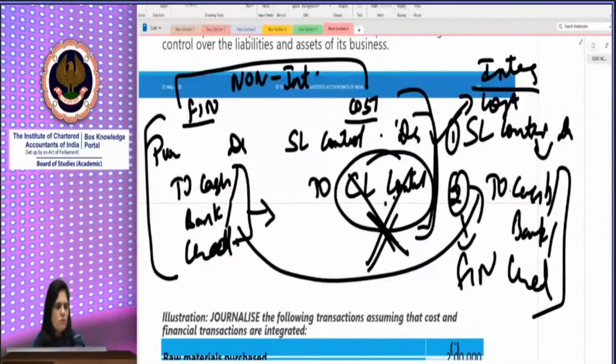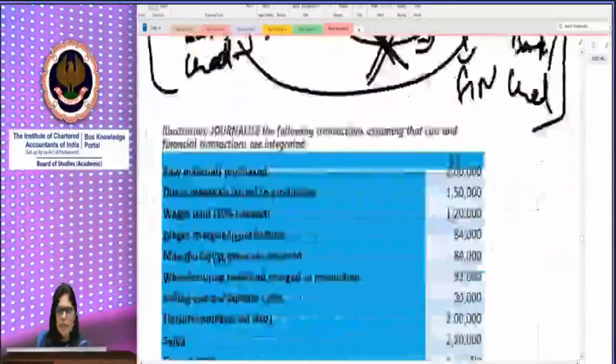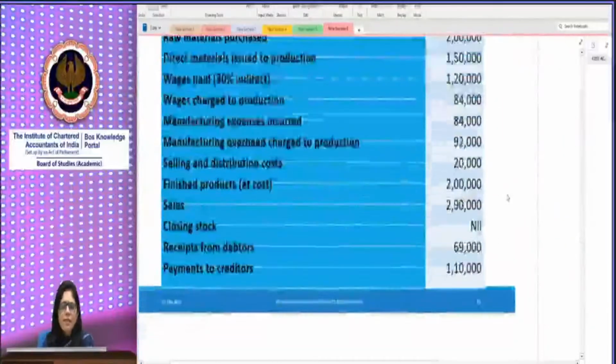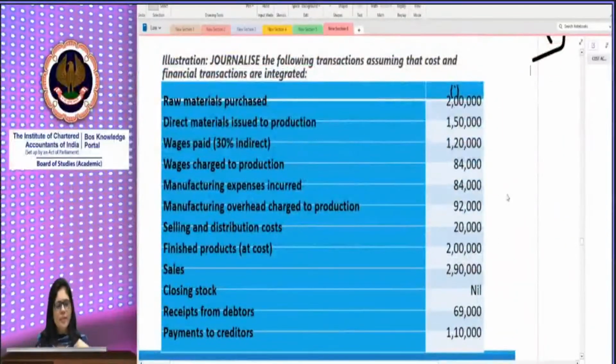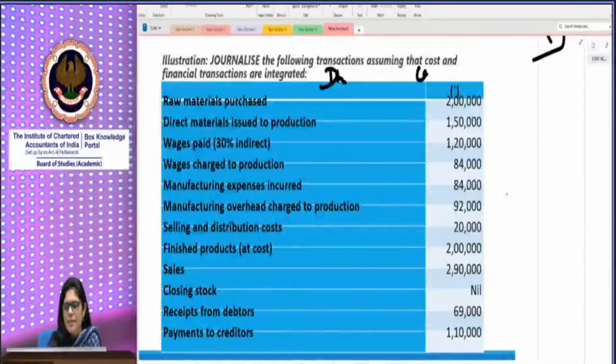All right. So students, I hope you have understood the integrated one. Let's quickly do this question. Now I'll just tell you the journal entry and everything else is the same. All right. So we are now starting with integrated. Let's just pay attention. We'll just discuss the entries. So debit and credit. Clear? I just tell you the debit and credit. We are doing integrated now.